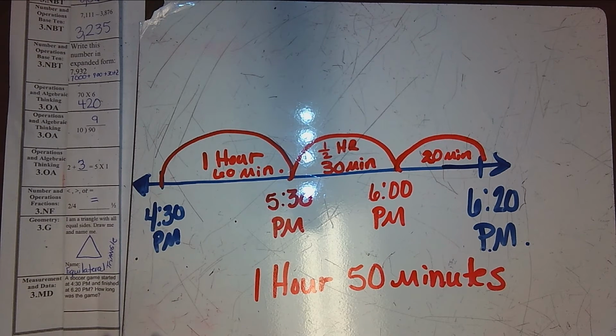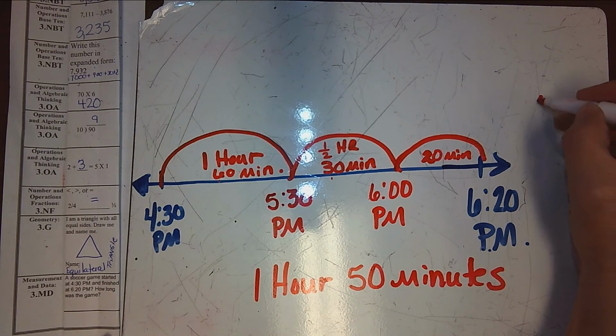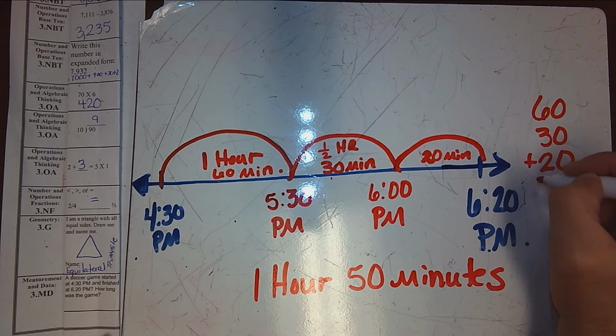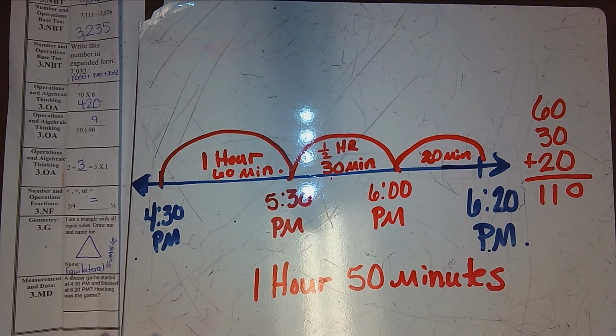Okay, 1 hour and 50 minutes is the elapsed time, or the time that passes from the beginning of the soccer game to the end of the soccer game. I also may ask you, well, how many minutes is equivalent to 1 hour 50 minutes? Okay, so then you would take 60 plus 30, and I'll write it over here so you can see, plus my 20. Always start with your ones place. Okay, 6 plus 3 is 9, plus 2 more is 11, so 110 minutes.